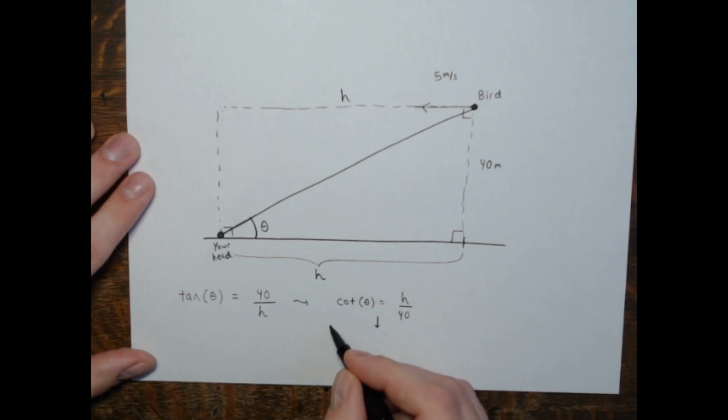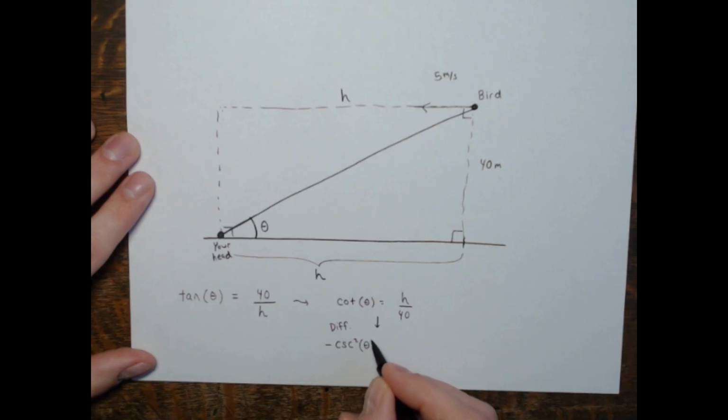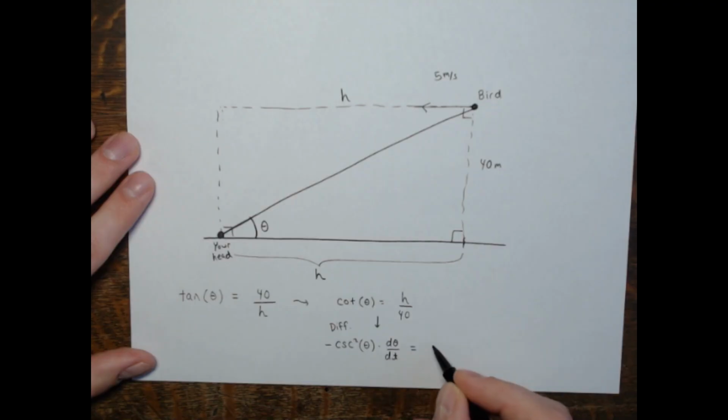All right, so I'm going to differentiate both sides of this with respect to t. So remember the derivative of the cotangent of something was the opposite of the cosecant squared. So negative cosecant squared theta, but then times, chain rule, the derivative of theta with respect to t, equals, then over here just 1/40th times dH dt.